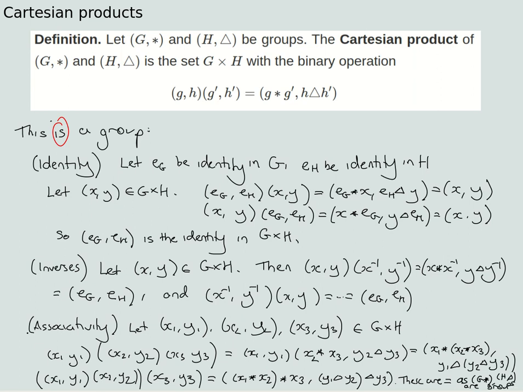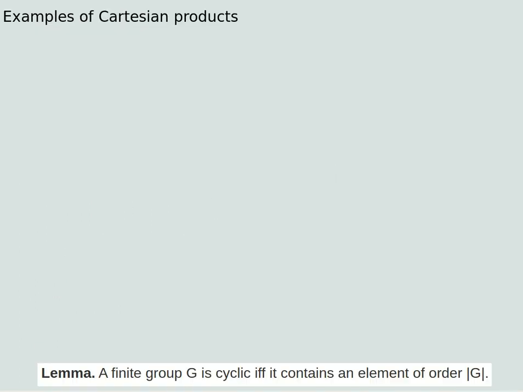Okay, we really do then have a group. We checked all 3 group axioms, so what we have is a new group called the Cartesian product of G and H. So let's work some examples of Cartesian products. Let's look at some examples which come from forming Cartesian products of cyclic groups. So we're going to get some practice using the definition of a cyclic group of a given order that we looked at in our lecture on cyclic groups.